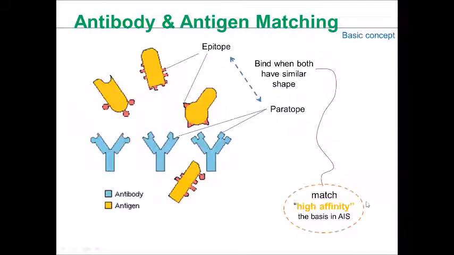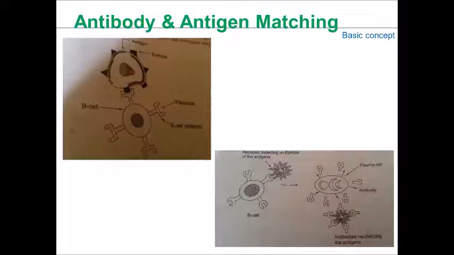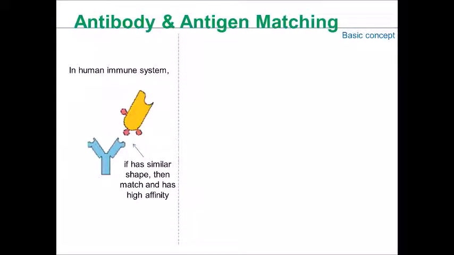Meaning that based on the binding process, if the lymphocyte cell's paratope can bind, can be meshed, so this can be meshed with this, and this can be meshed with this, then they have a high affinity. That is the basis in AIS. So this is the same: in the human system, if they have a similar shape, then they mesh and have high affinity.